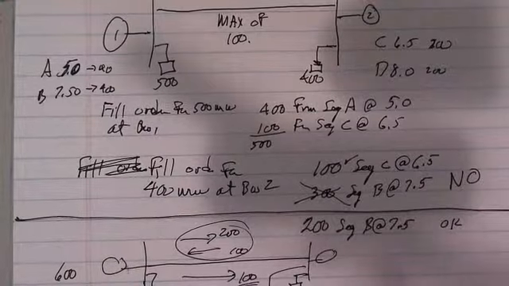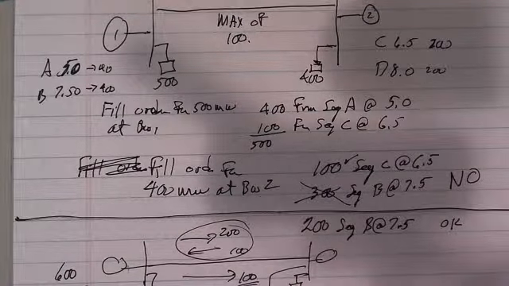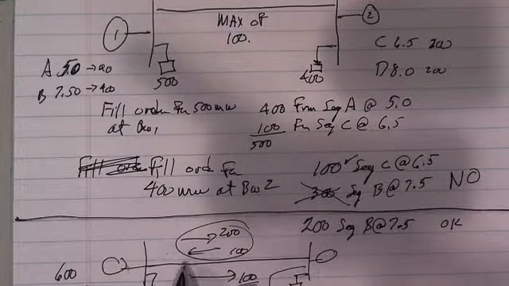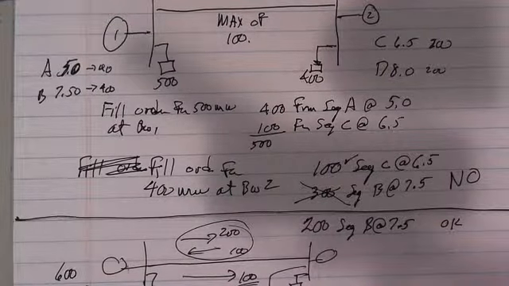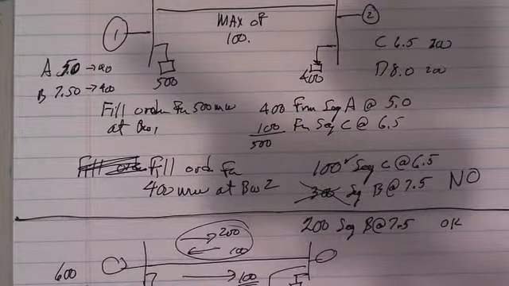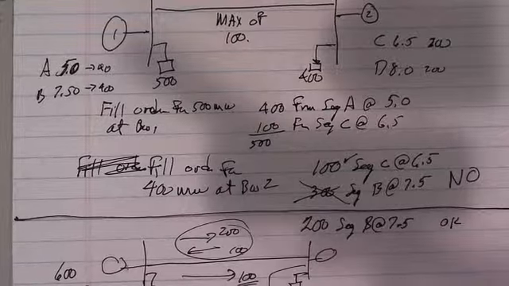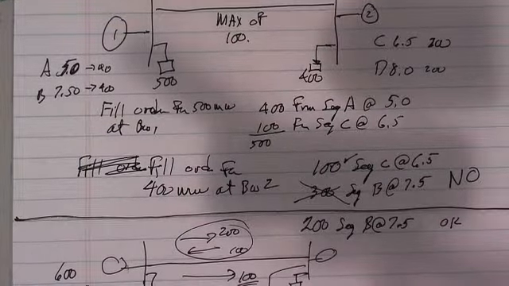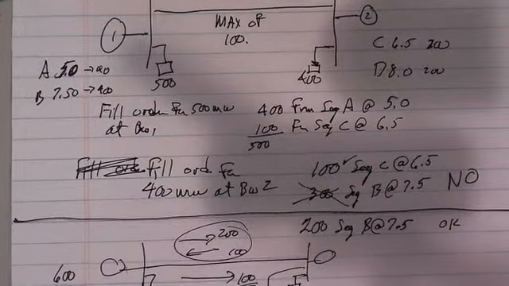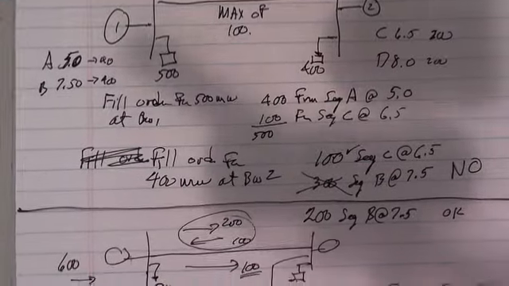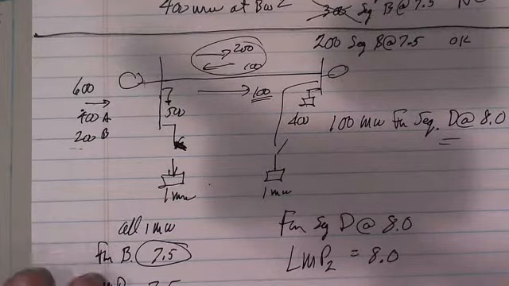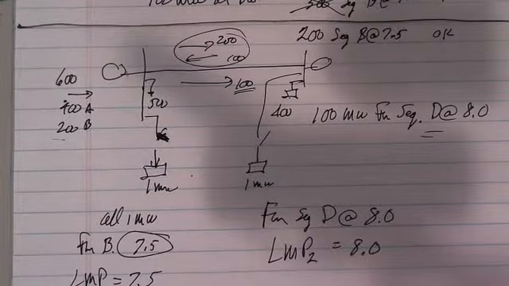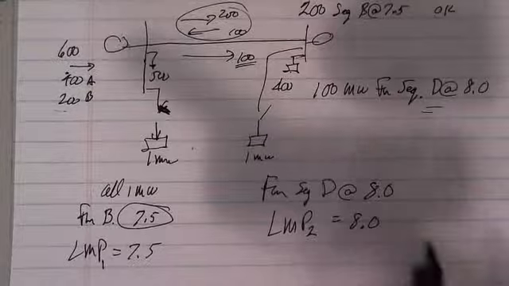So LMP at 1 equals 7.5. Back here, 1 megawatt has to come from additional out of this D. I can't push another 1 megawatt through the system. So now from segment D at 8, the LMP2 is equal to 8.0. Now what we're showing here, I'm sorry, I'm drawing and I'm not paying attention to the screen. Let me go back over it again.